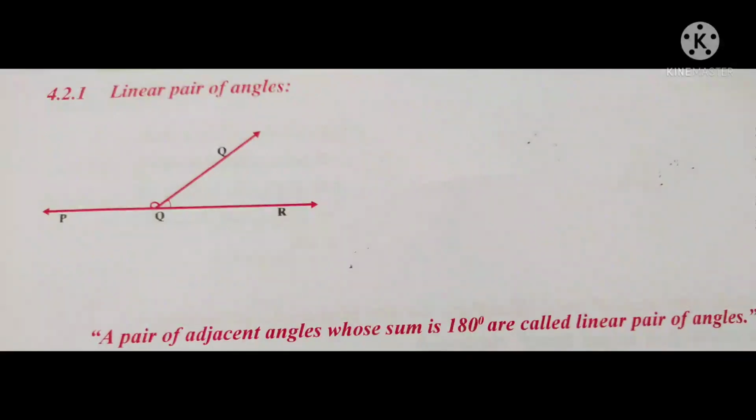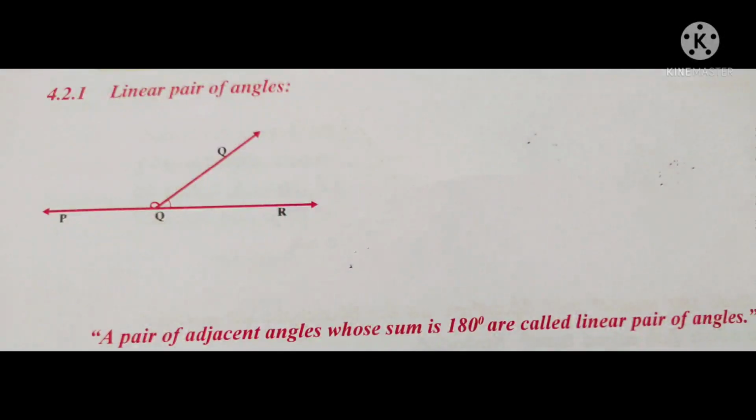Next, let us discuss the linear pair of angles, children. Look at the picture beside. Observe the angles formed on PR. What are the adjacent angles here? Angle POQ and angle QOR are adjacent angles. Observe that these angles are formed at a point on the same side. What is the sum of these two angles? Their sum is 180 degrees. These are a linear pair of angles.